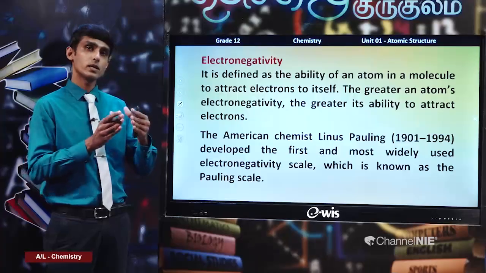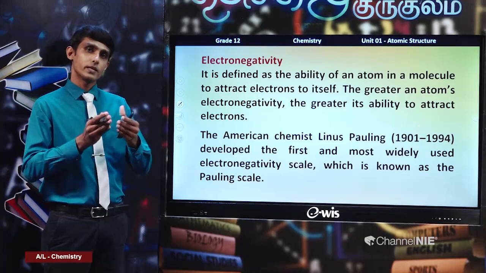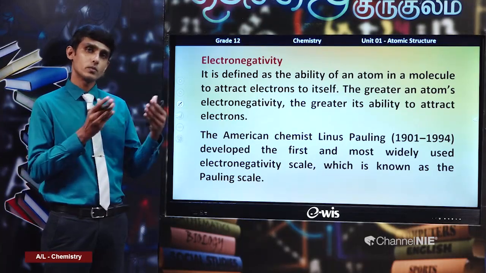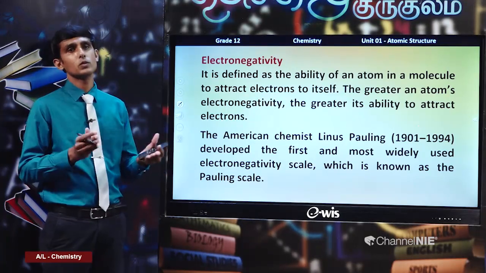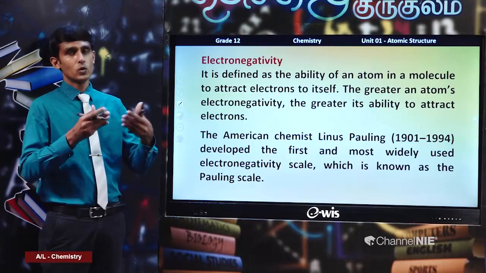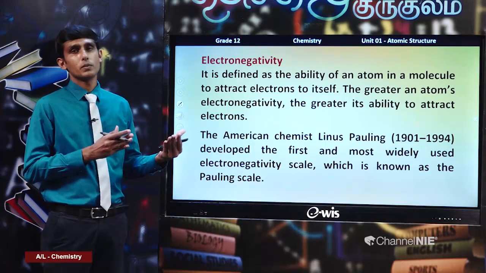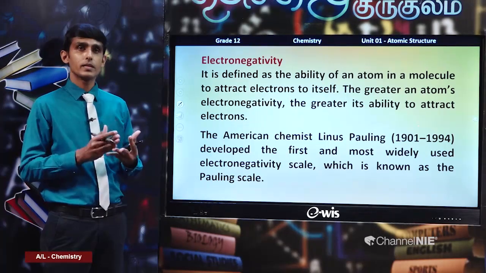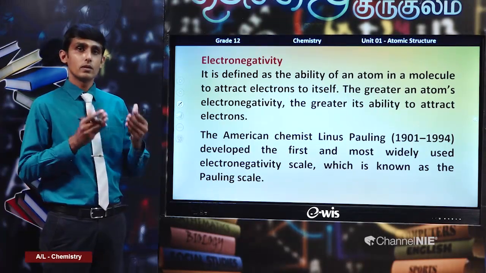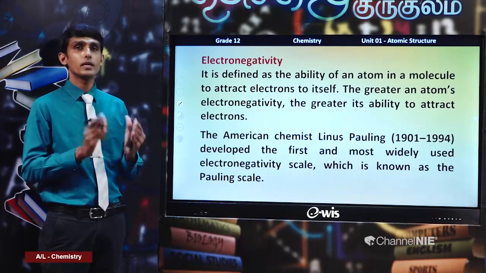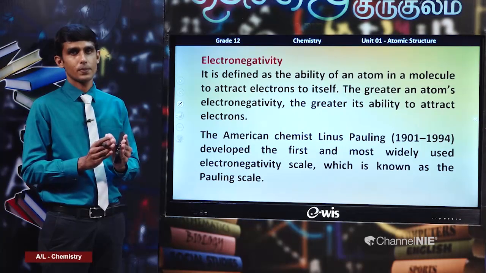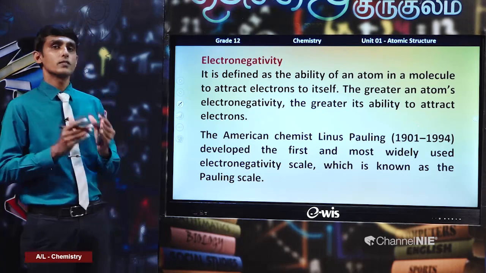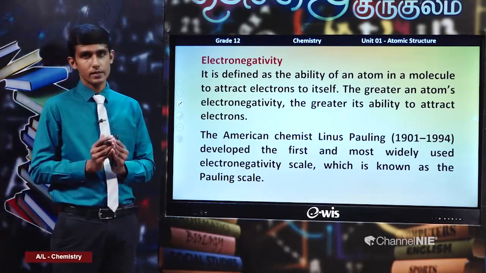When it comes to the questions from the first unit, most of the times you get more questions from those atomic properties or the periodic properties such as ionization energy, atomic radius, like that. But electronegativity is a very important property. Electronegativity. So we will see what is meant by electronegativity.